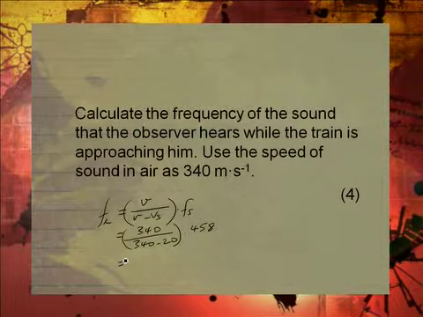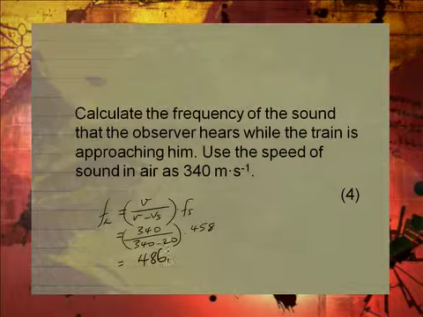Right, now let's proceed. Let's finish off our calculation. Here I've got a calculator to quickly use. I've got 340 divided by 340 minus 20, it should be 320, times 458 as the frequency of the source. And what I get is 486.63 hertz.